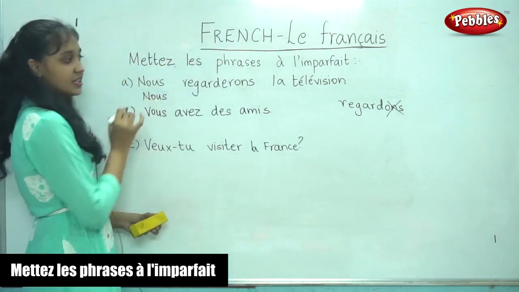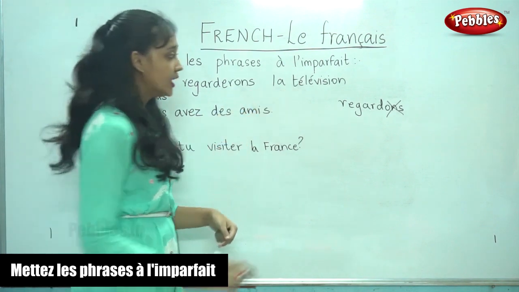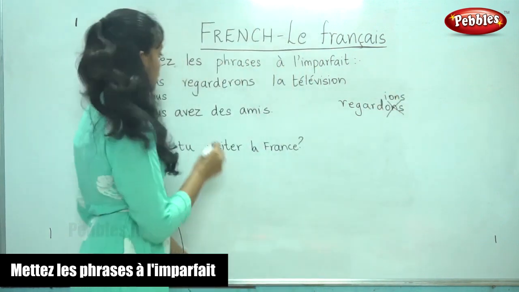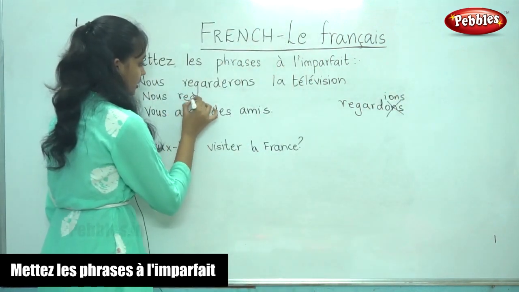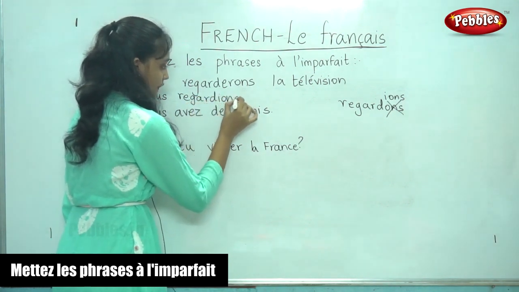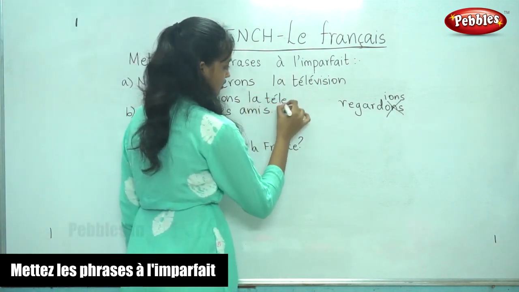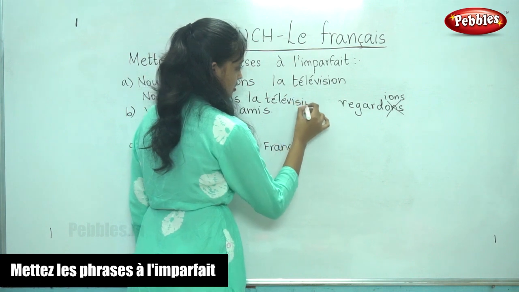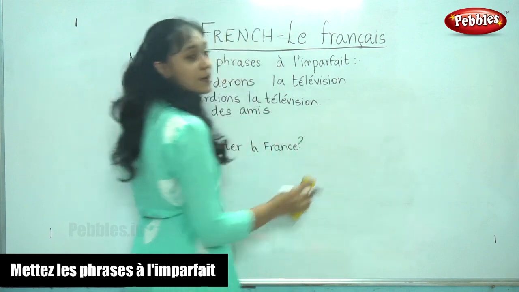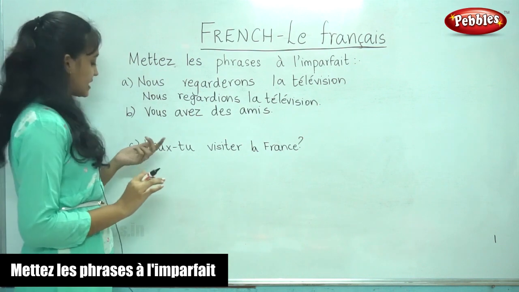Now the subject here is nous. And what is the imparfait ending for nous? It is ions. Right? So nous regardions la télévision. So the imparfait is simple, you just need some practice. Now moving on to the next sentence.